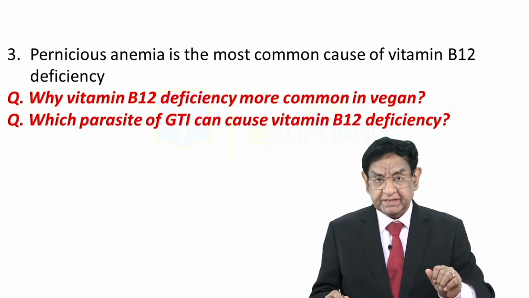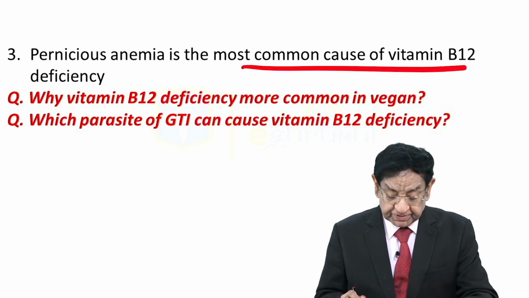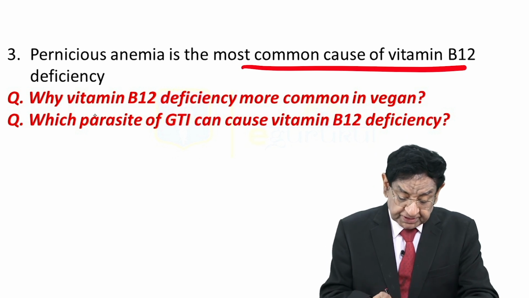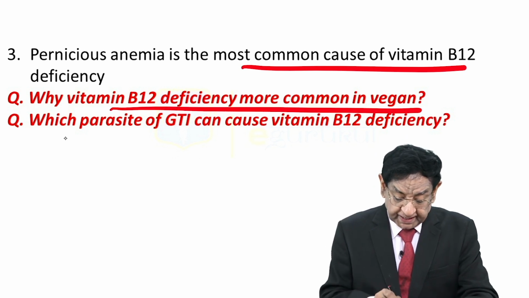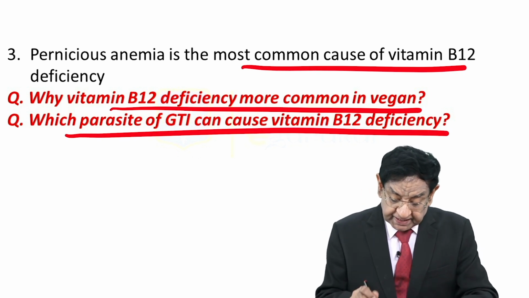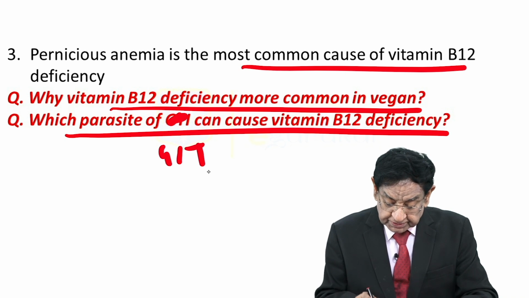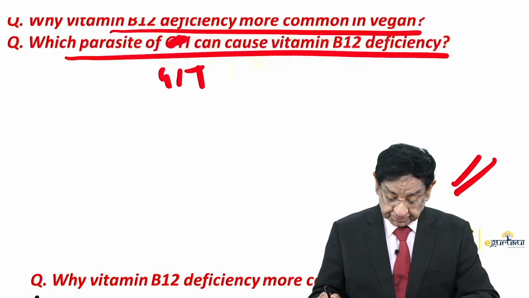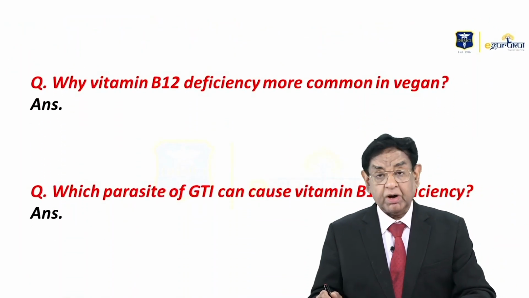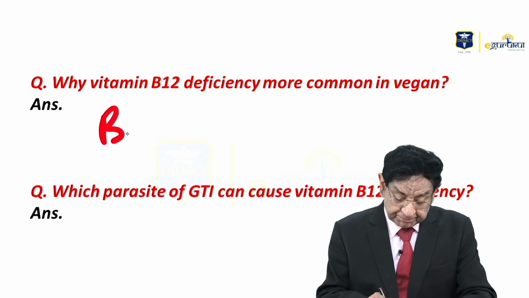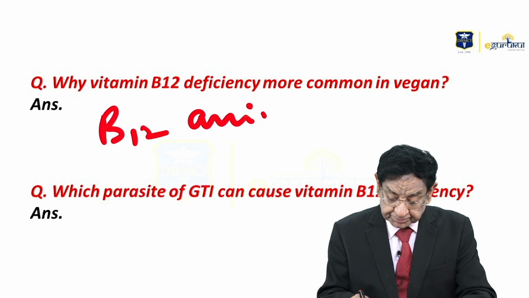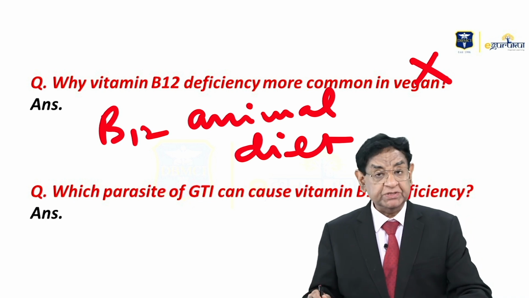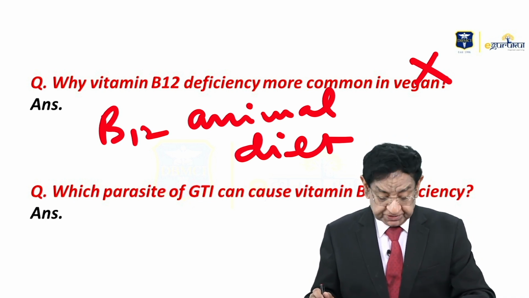Now, as far as pernicious anemia, this is the most common cause of B12 deficiency. Now, the question is why B12 deficiency is more common in vegans, and which parasite in the GIT can cause vitamin B12 deficiency. Stop the video, write down the answer. Okay, why is it more common in vegans? Because B12 is present only in animal diet. It is not there in plants, so that's why it is more common in vegetarians, plant diet.